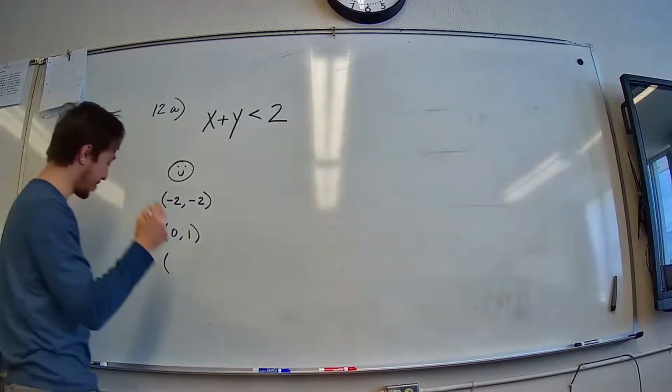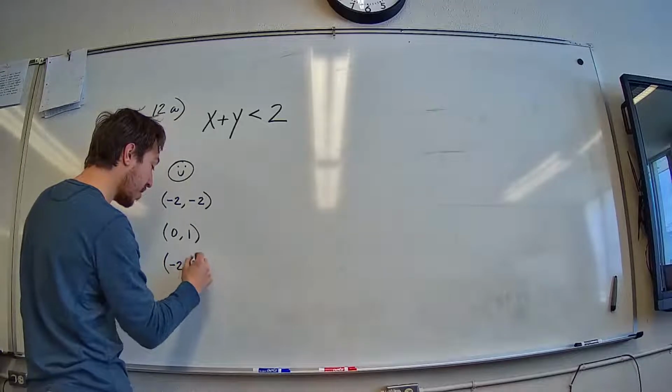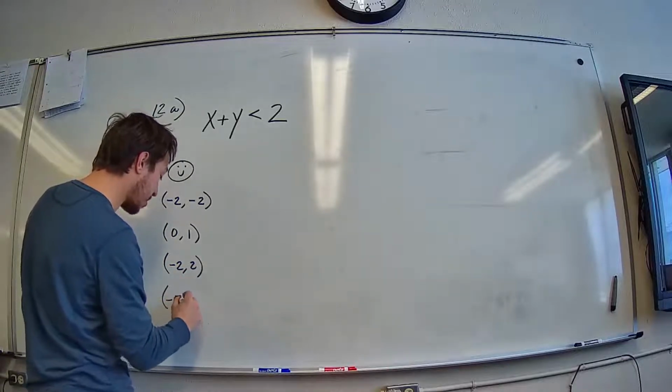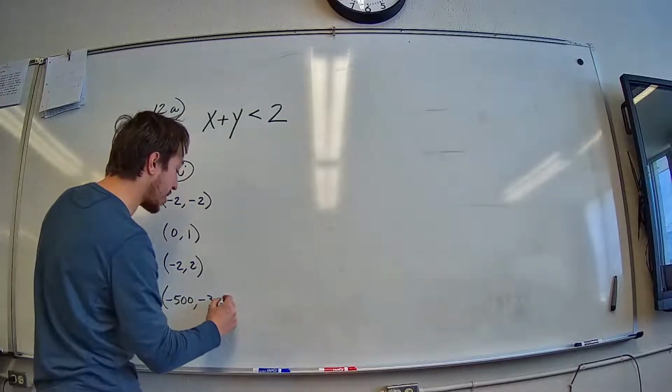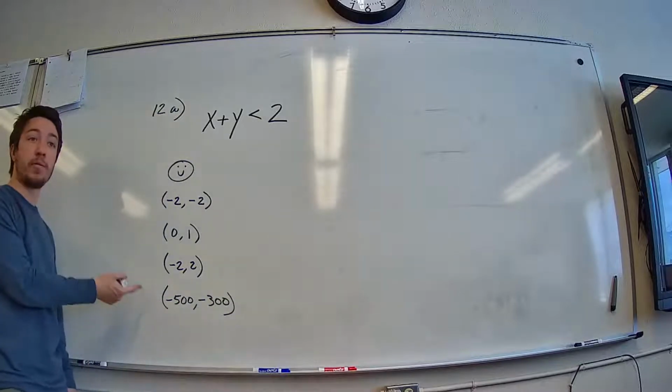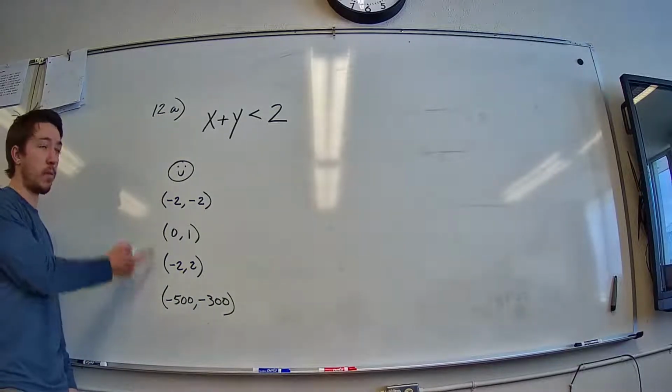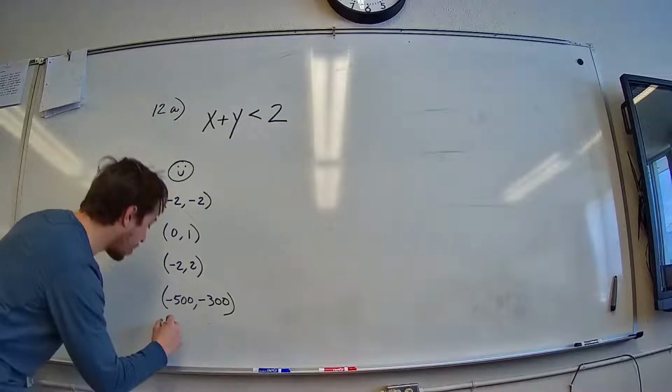-2 and +2, okay? -500 and -300. Yes, that's good. I'm glad you said that because, yeah, even numbers that are really extreme can work. I'll throw one of mine on here.